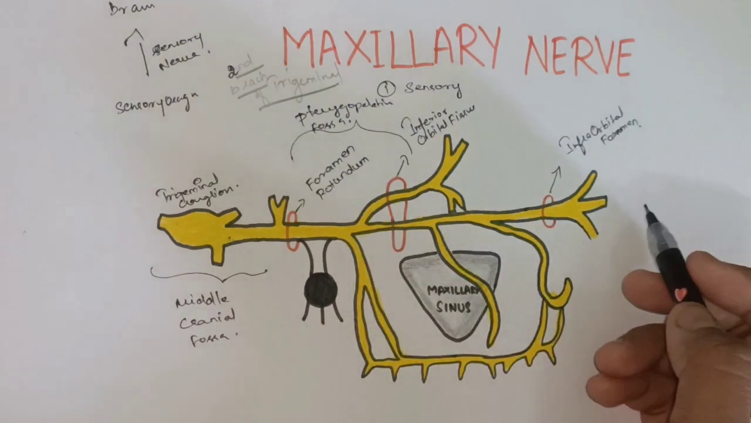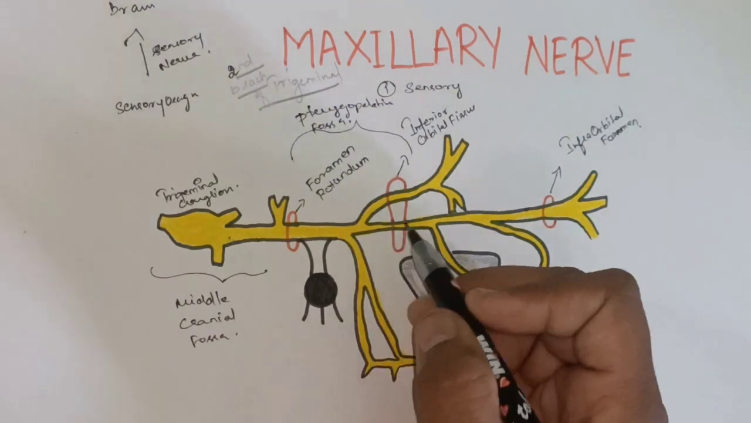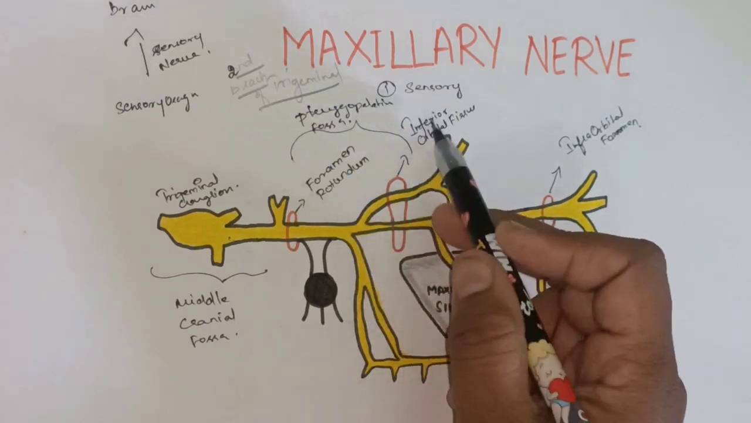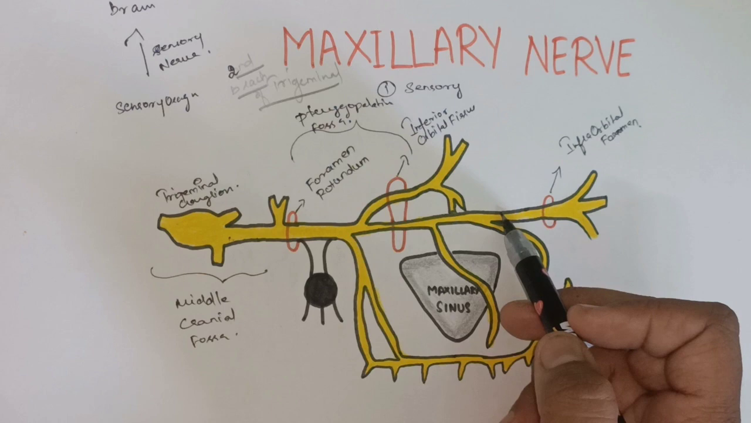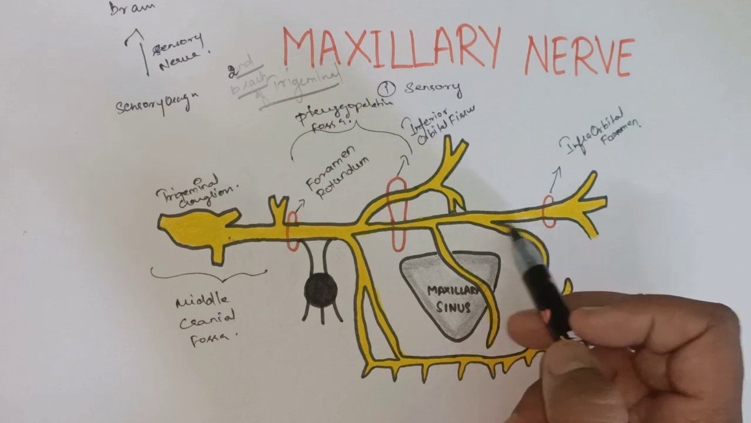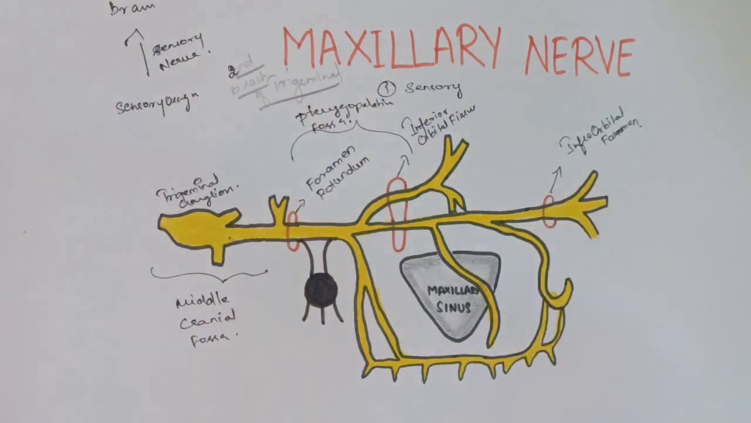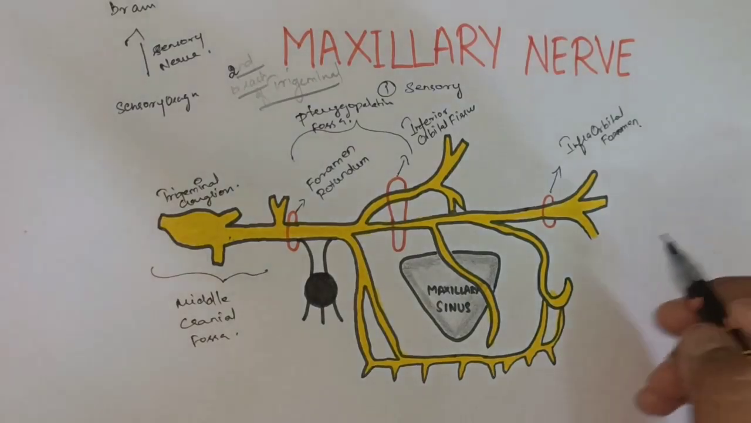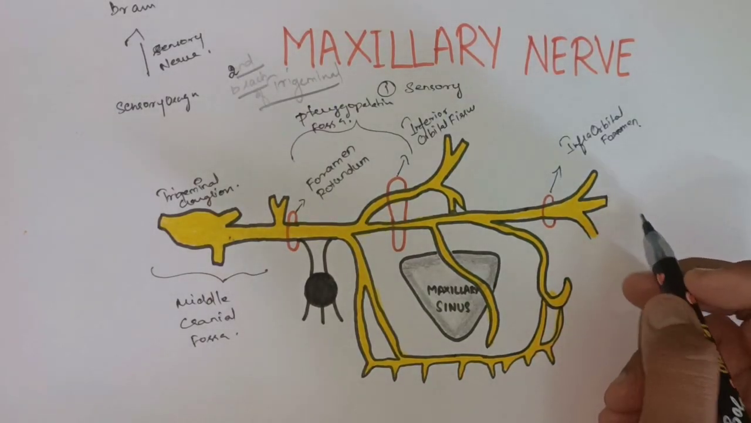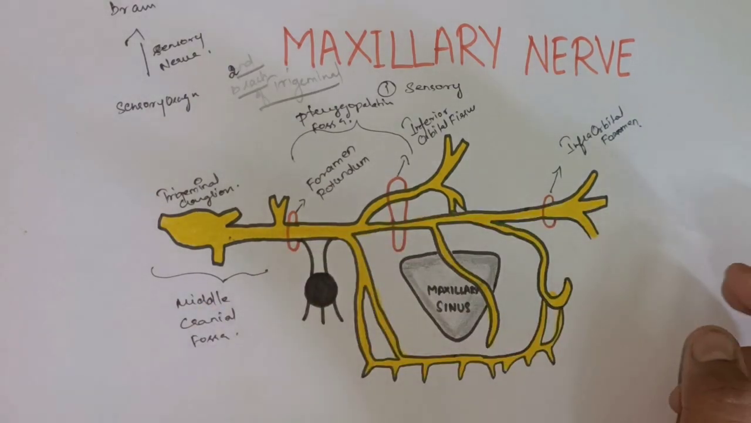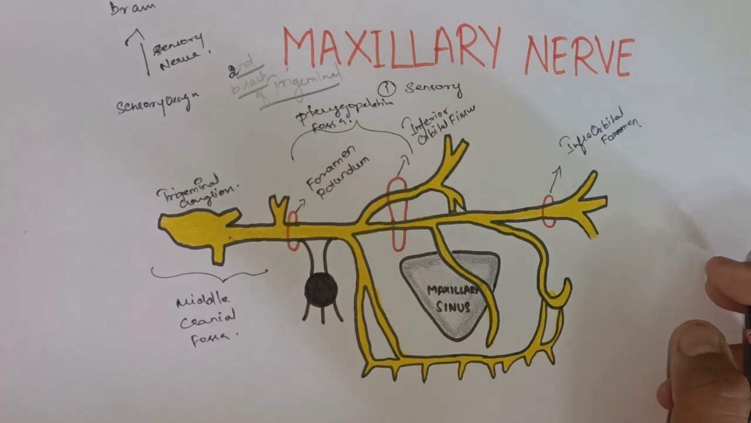After that it enters and runs straight through the inferior orbital fissure to reach the orbit. It will run forward along the floor of the orbit in the infraorbital groove and canal and reaches the face through the infraorbital foramen. See, through the foramen it is coming out, right? So this is the course of the maxillary nerve.